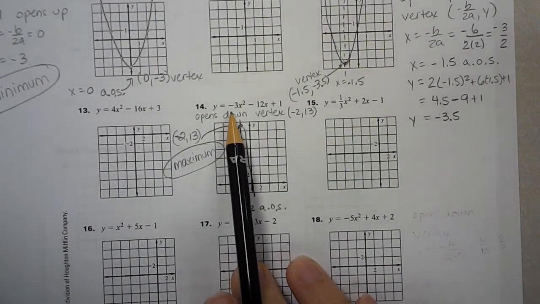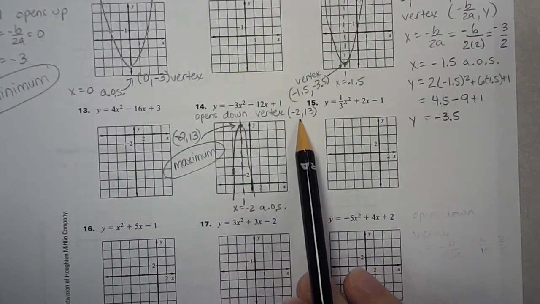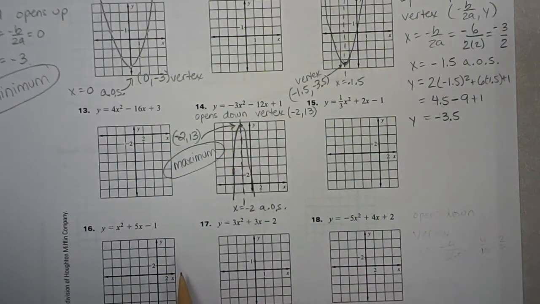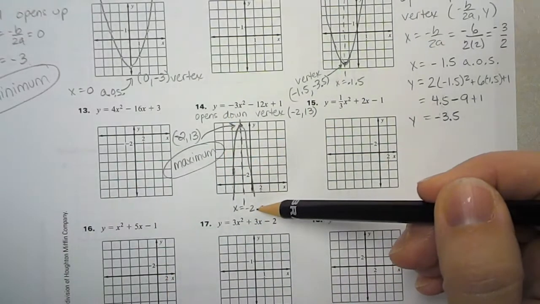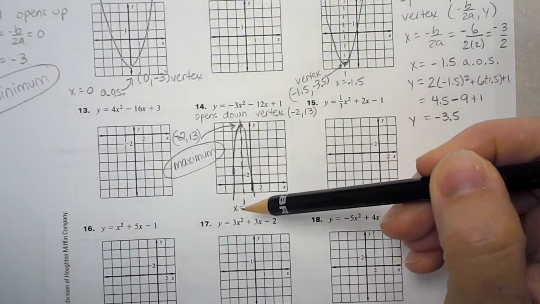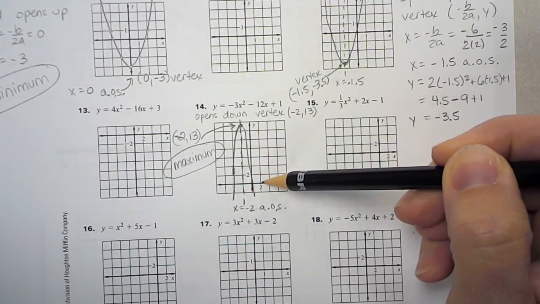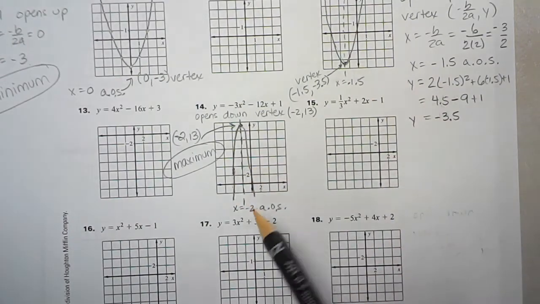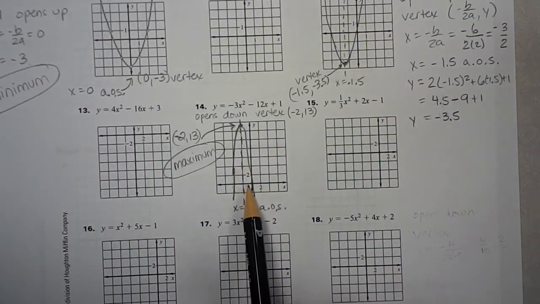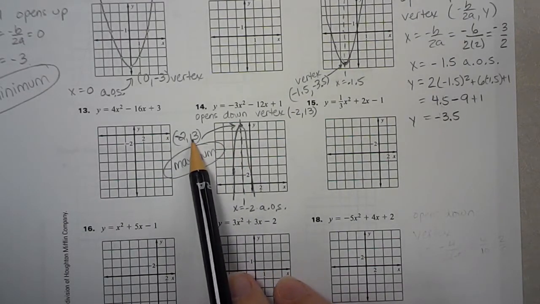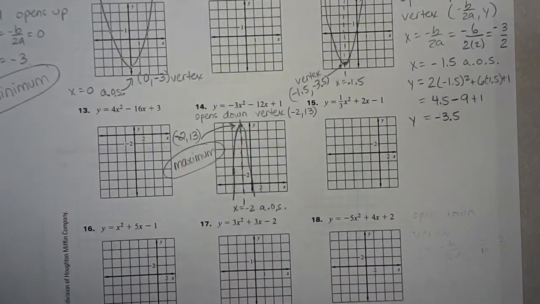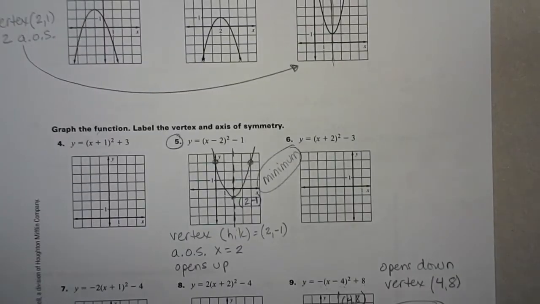Again, we did the same thing here. It opens down because a is negative. You can find your vertex by the same formula that we've been using. We find out that x is negative 2 is our axis of symmetry. Please keep in mind that sometimes the scale is not 1. In this case, it's 2. So we want to make sure we're mindful of that. And then we put our vertex by plugging our x value back into the original equation to find y. And we know that this is a maximum because it opens down.